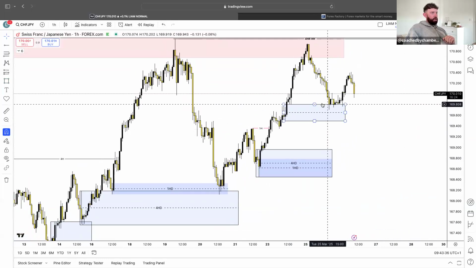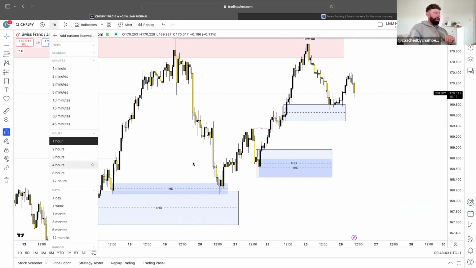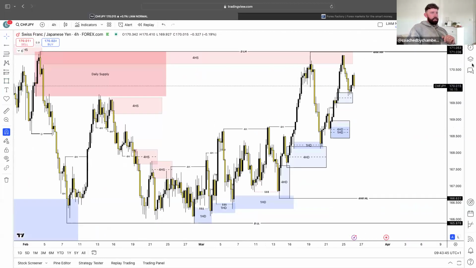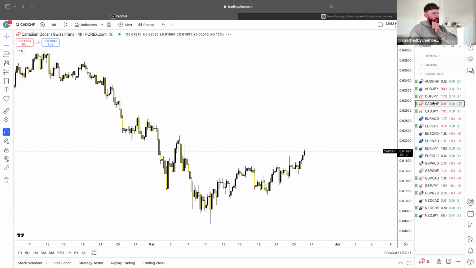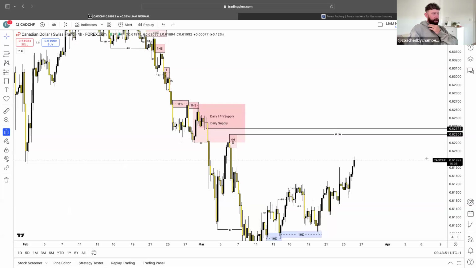So of course, we're pulling back a little bit into this area to potentially carry on. But let's see. It's not as clean for any setups that I can see. So I'm going to need to see what happens from that. CHF JPY. CAD CHF, it's been moving pretty clean, to be fair.